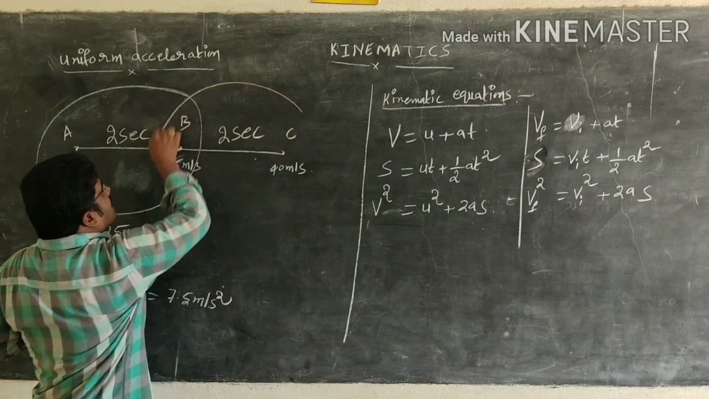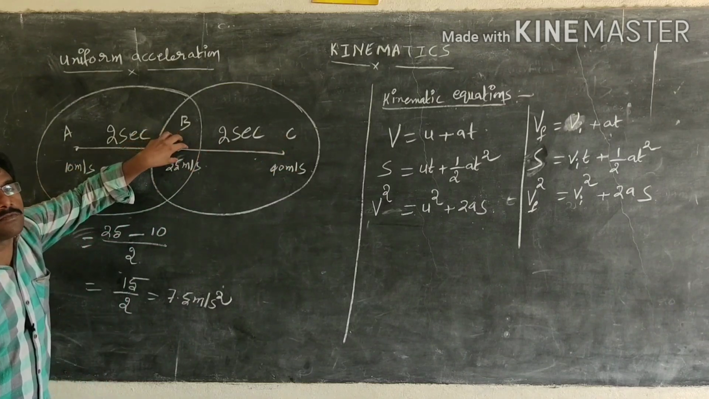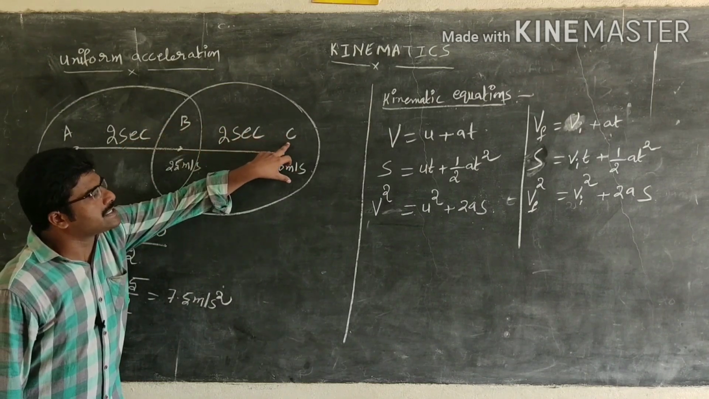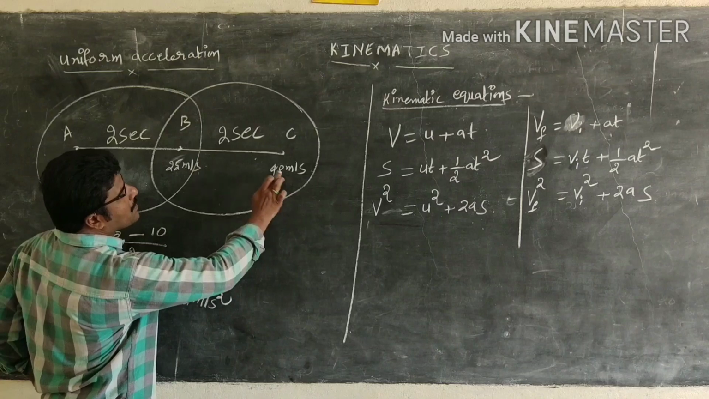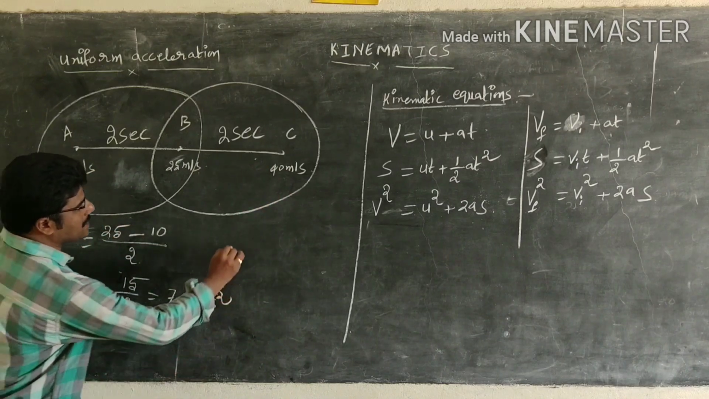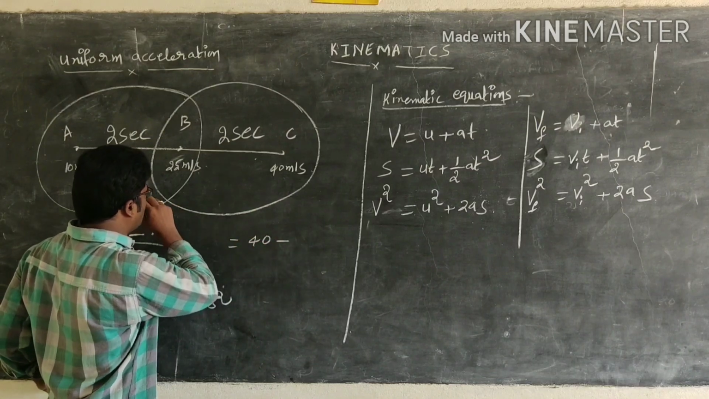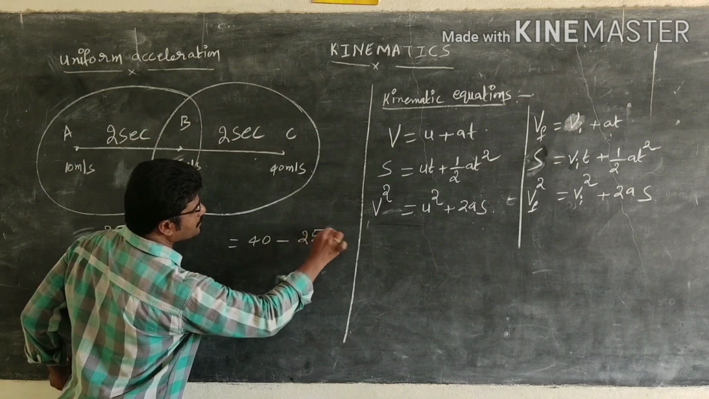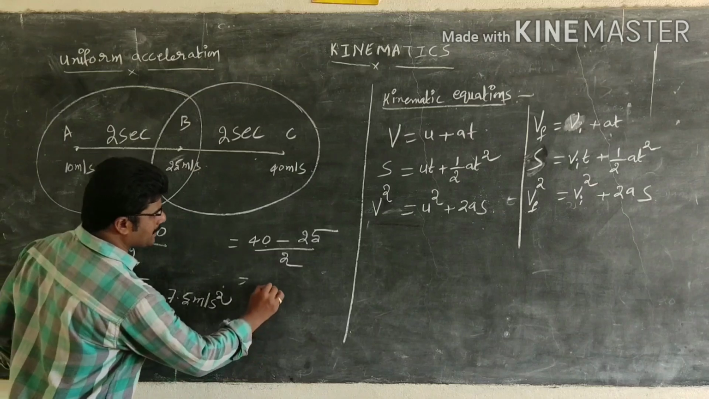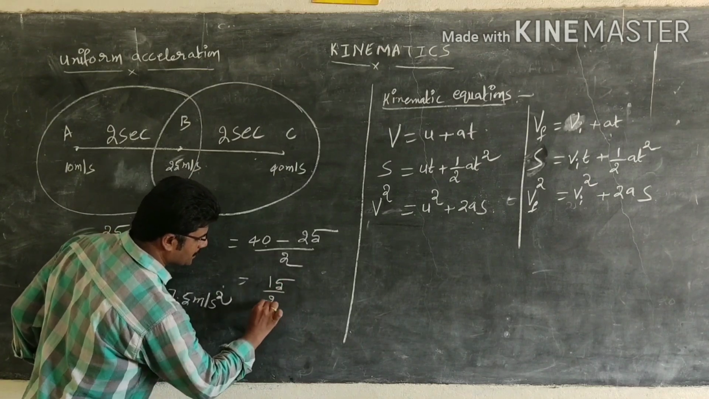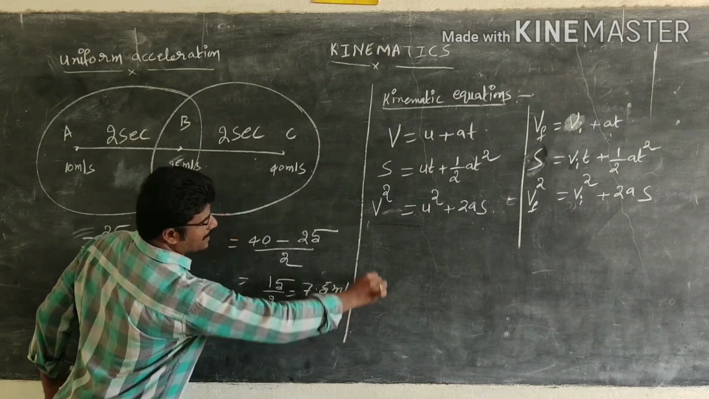Here, if you calculate the acceleration between these 2 points, that is B and C, B becomes the initial point and C becomes the final point. So initial velocity 25 meter per second, final velocity 40 meter per second. Final velocity 40 minus initial velocity 25 by 2. So 40 minus 25, what is the value? 15. 15 by 2, that is 7.5 meter per second square.